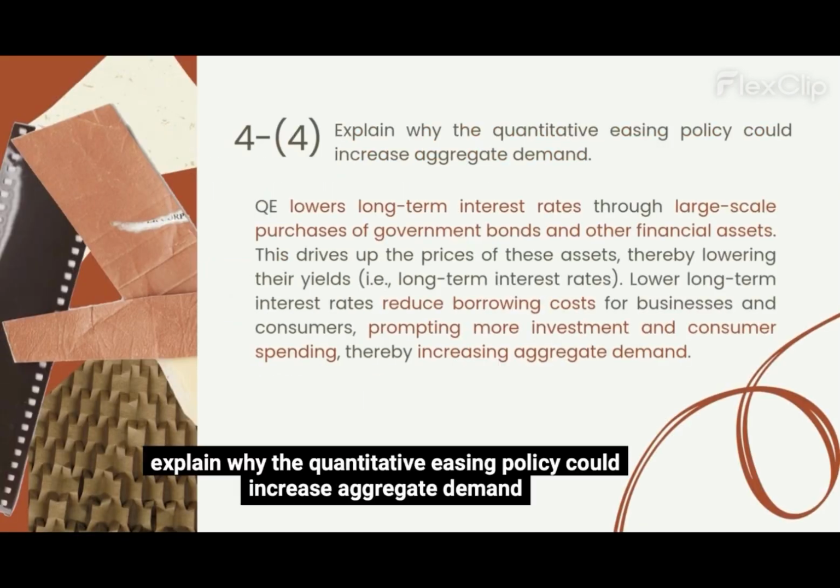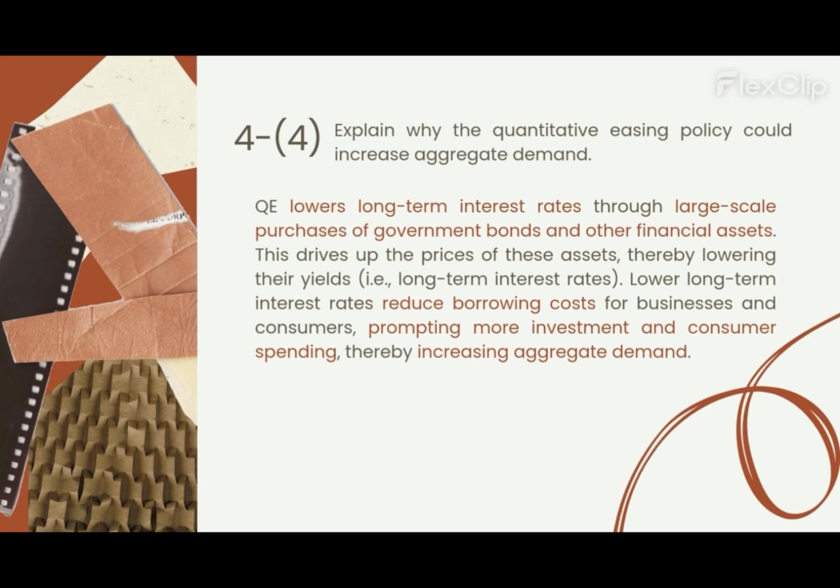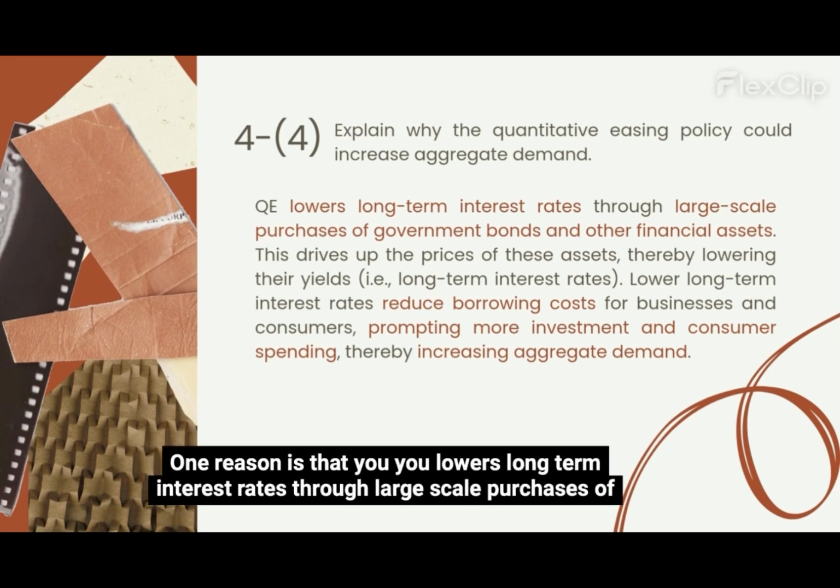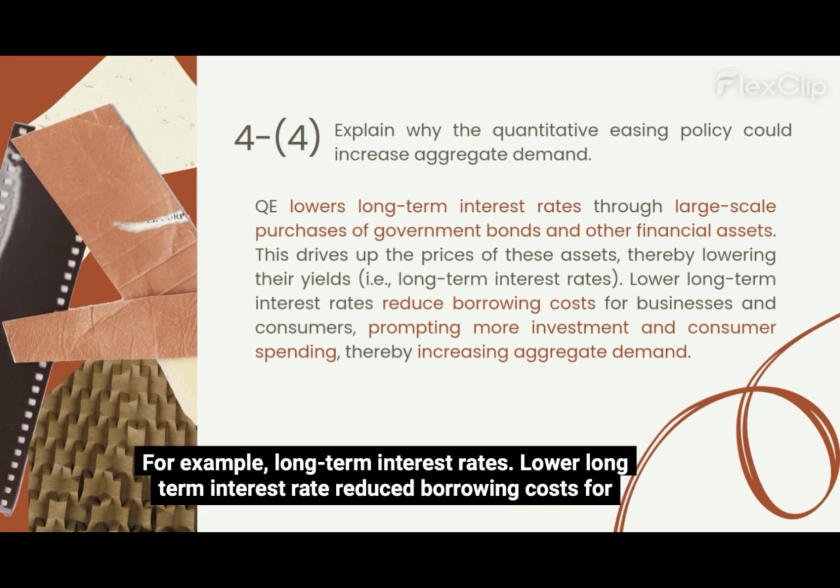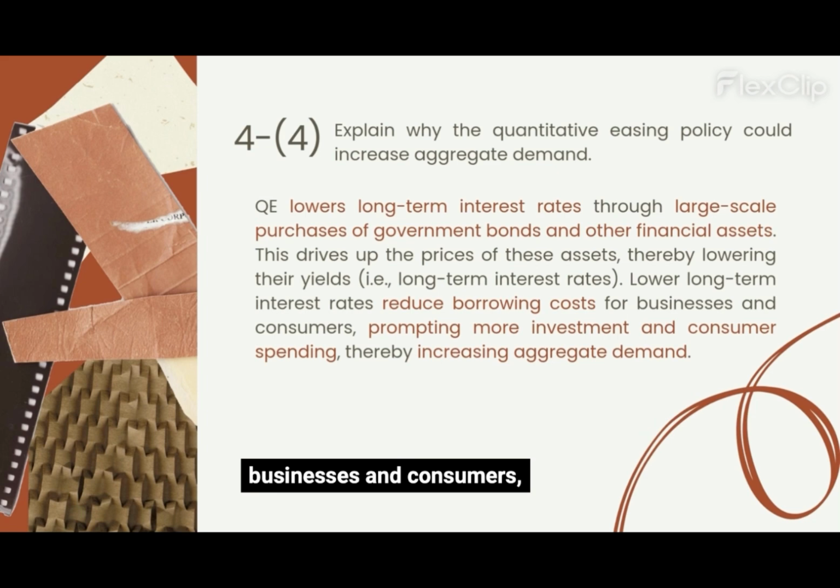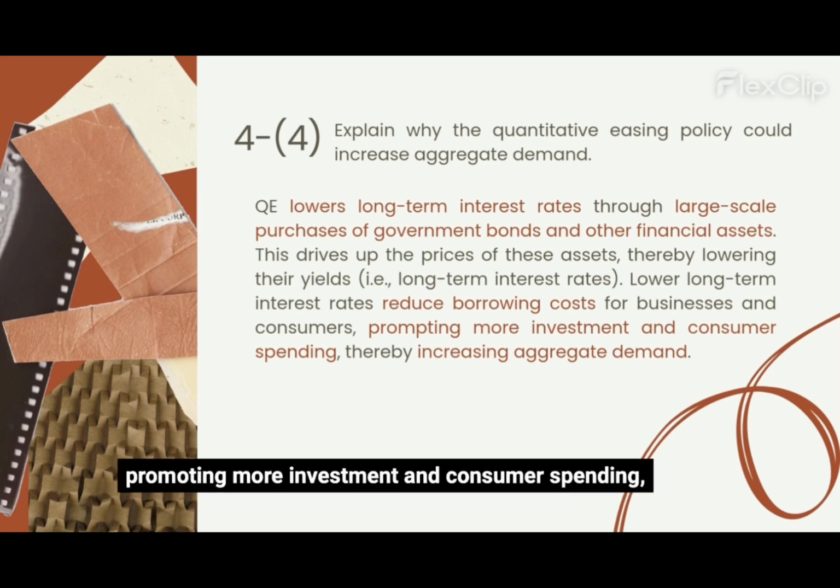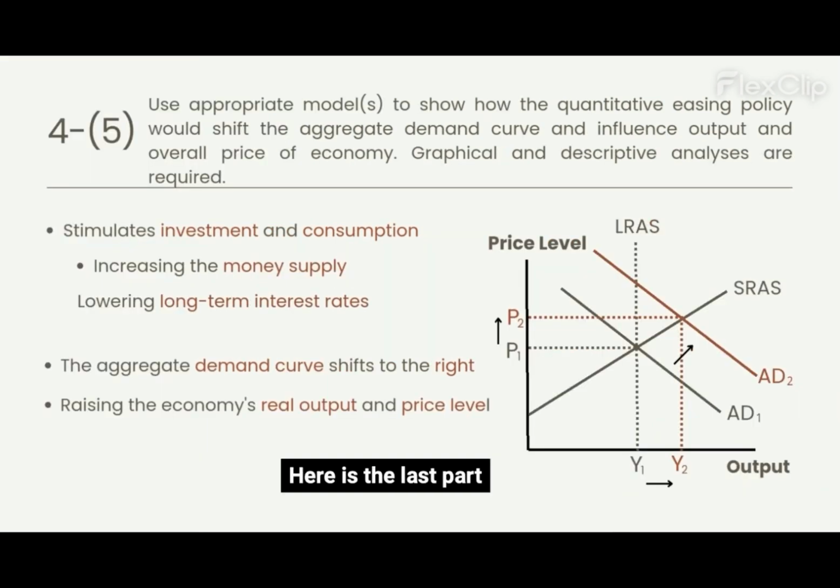In the fourth part, we explain why the quantitative easing policy could increase aggregate demand. One reason is that QE lowers long-term interest rates through large-scale purchase of government bonds and other financial assets, which drives up the price of those assets, thereby lowering their yields. For example, long-term interest rates. Lower long-term interest rates reduce borrowing costs for businesses and consumers, promoting more investment and consumer spending, thereby increasing aggregate demand.